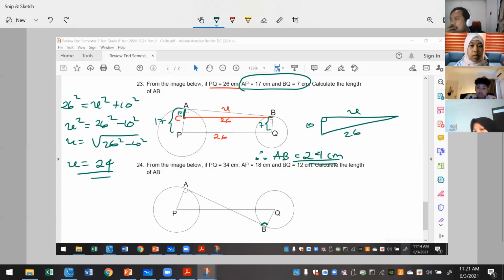Ya, silakan, Abi. AP tambah QB, Pak. AP tambah QB. Yes, thank you very much. QB-nya digeser, Pak. Yes, QB-nya digeser. Oh, QB-nya geser ke kiri ya? Oke. Thank you, Abi. Yes.